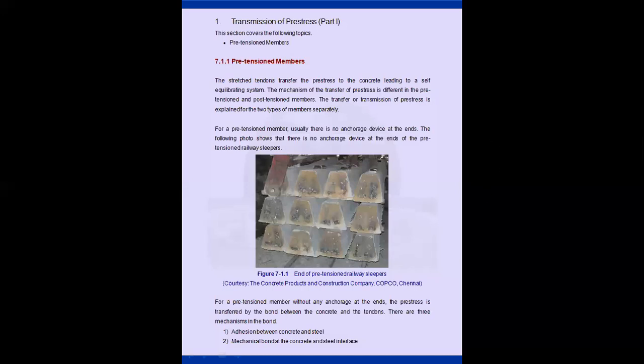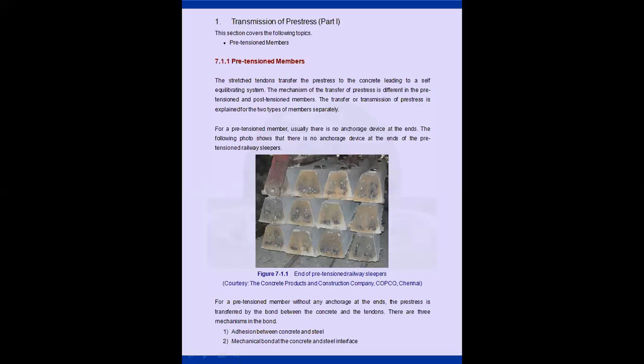In pre-tension members, the stretched tendons transfer the pre-stress to the concrete, which leads to a self-equilibrium system. Why are these pre-tension members pre-stressed? To bring the member into an equilibrium position, right? For that, there are a few mechanisms used to transfer the pre-stress into the member. They will be different for pre-tension and post-tension members. The mechanisms are not the same.